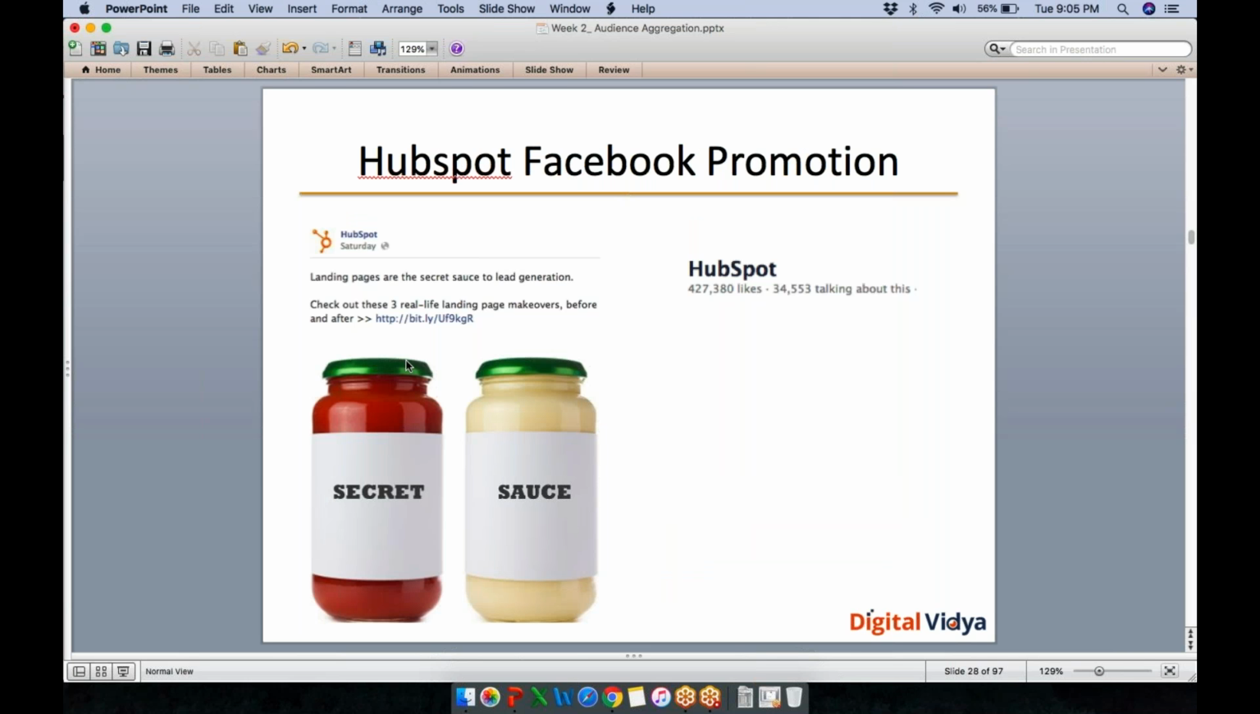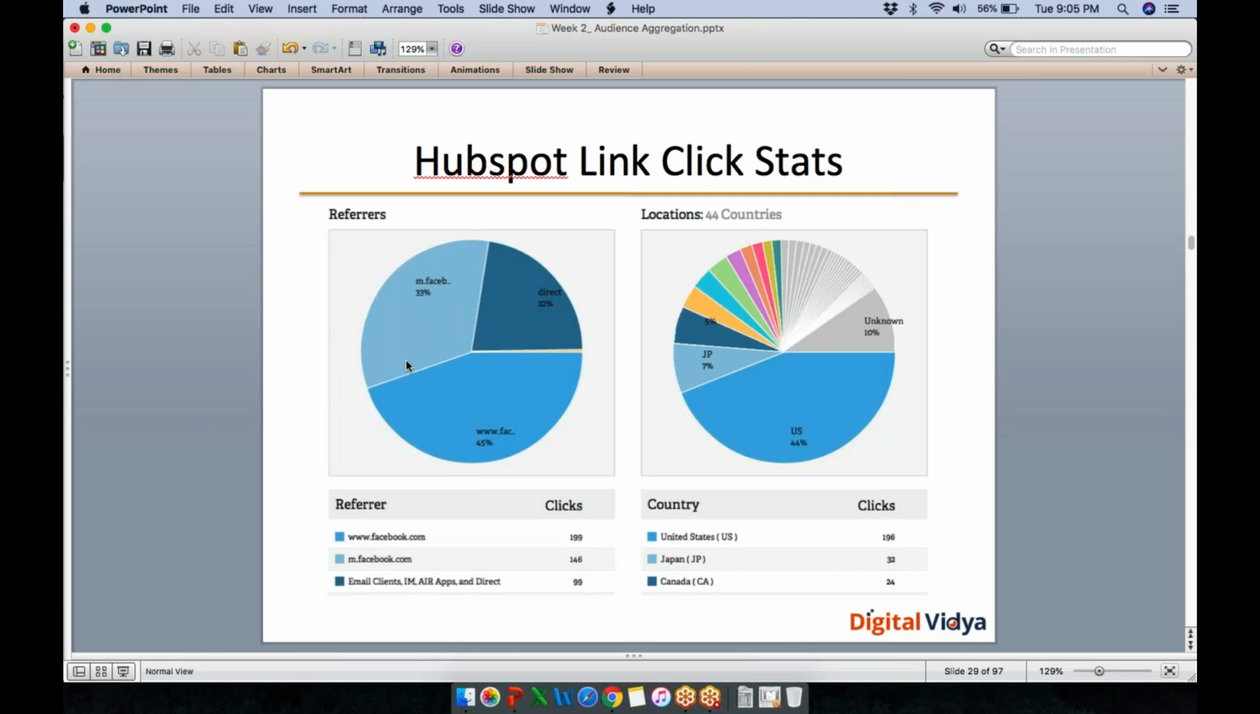Here's another example of HubSpot. HubSpot is a very, very well known product. In fact, it was the creator of this industry called inbound marketing. Back in 2008, which is like a decade ago now. So they did a post on their Facebook page that says landing pages are the secret sauce to lead generation. Check out these three real life landing page makeovers before and after. Here are the stats. In totality, Facebook drove 199 plus 146, that's around 245 clicks. Oh, sorry, 345 clicks. 345 clicks came through this particular Facebook post.